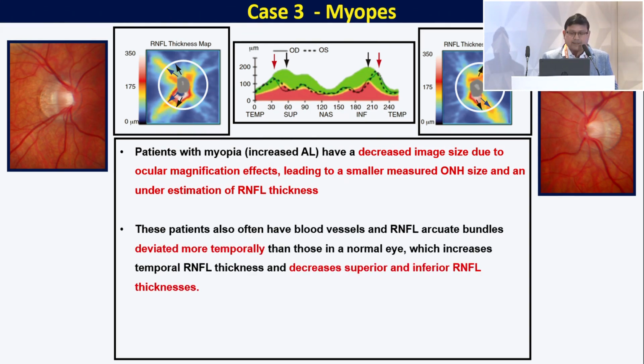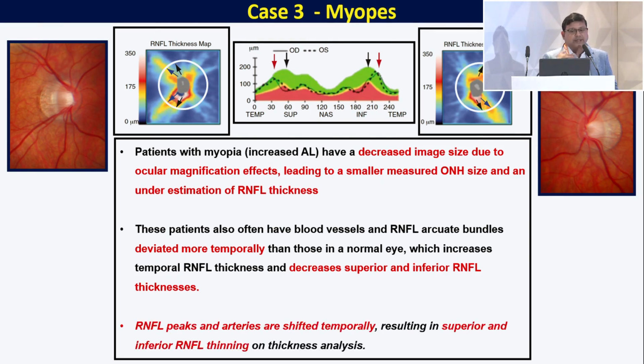That's point A. Point B is, in these patients, the blood vessels and the RNFL, they are deviated more temporally. So that causes a decrease in the superior and the inferior RNFL thickness. Always remember this, that this is deviated more temporally. So there is a pseudo thinning.